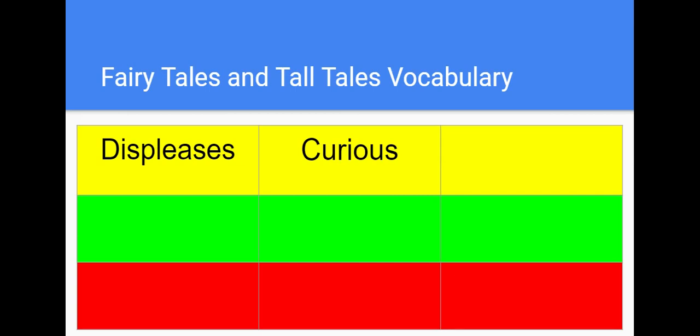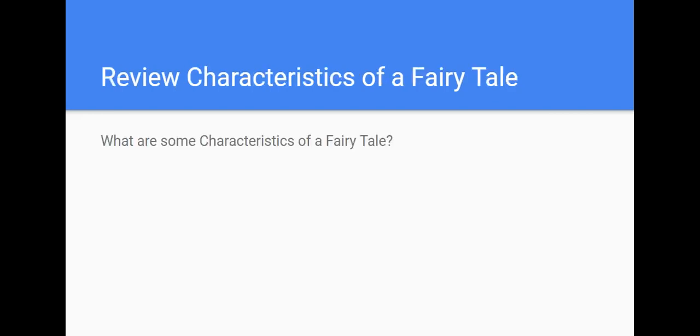One more time. Displeases. Curious. Which one of these 2 words means wanting to know more about something? Yeah, it's curious. Which word has a prefix in it? Remember, prefixes are those little mini words that attach themselves at the beginning, and it's in the word displeases.